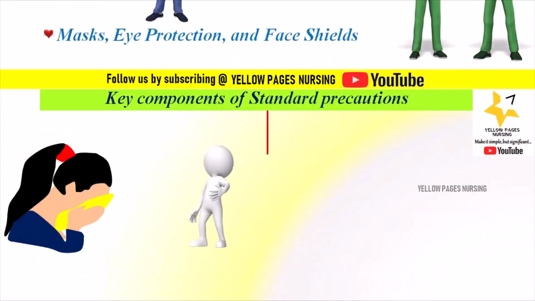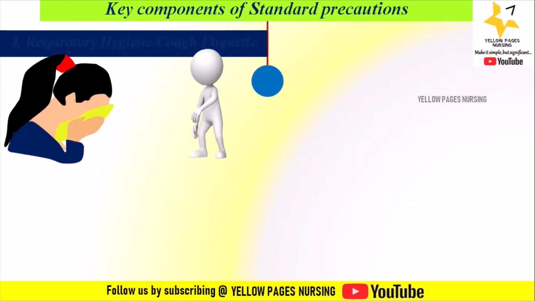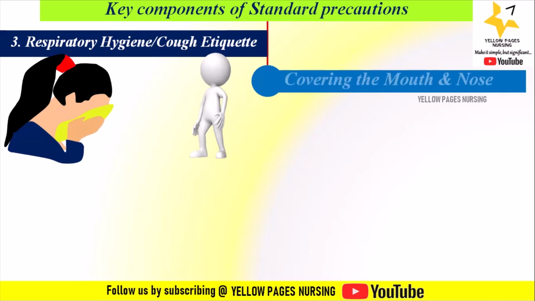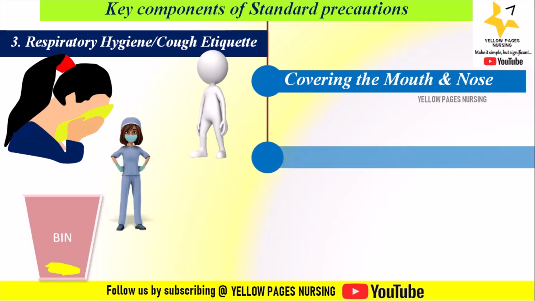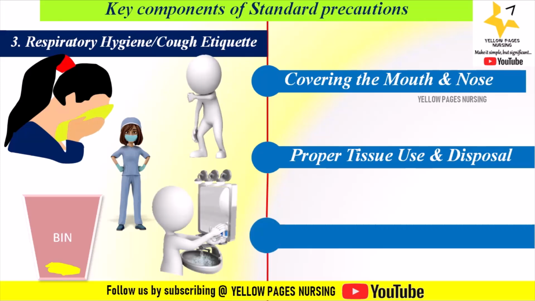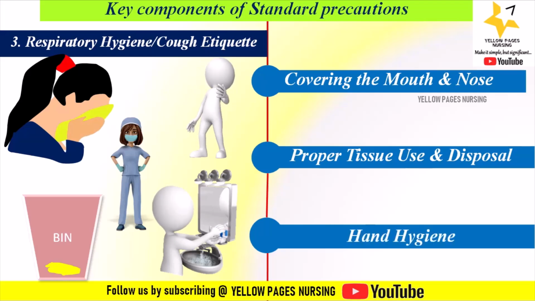The next key component of standard precautions is respiratory hygiene or cough etiquette. Cover your mouth and nose with a tissue or elbow when coughing or sneezing. Use masks for patients with respiratory symptoms. Next is proper tissue use and disposal. And the next important thing is performing hand hygiene after contact with respiratory secretions.